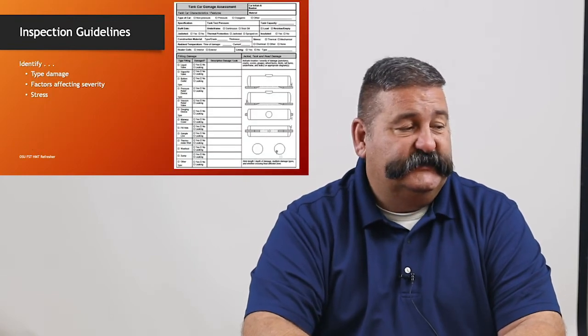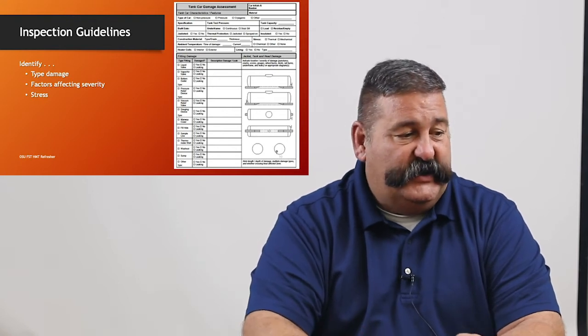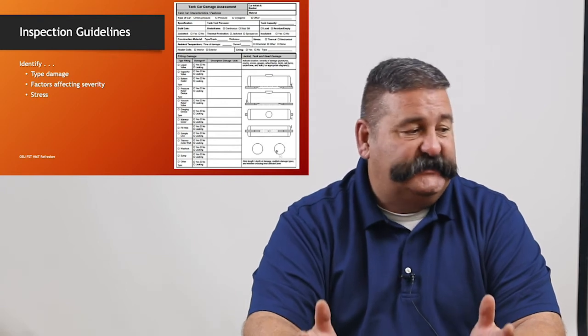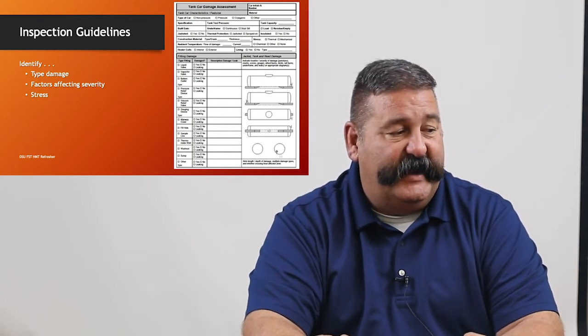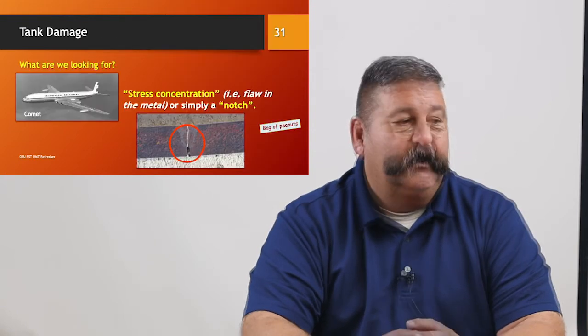So again, looking at this type of damage, the tank car damage assessment sheet, you should be able to take this and work your way through it. You'll be able to identify the type of damage, the factors affecting the severity of the damage, and also figure out the type of stress to the rail car. So what are we looking at here?